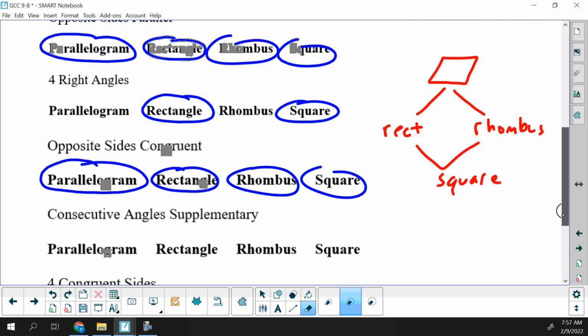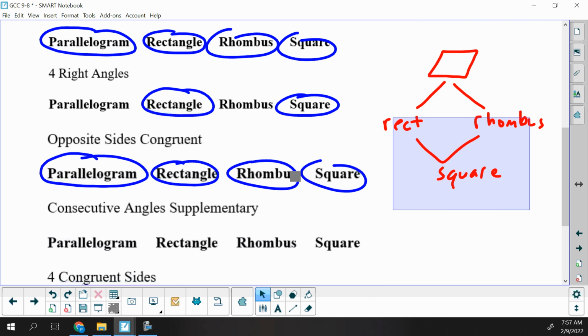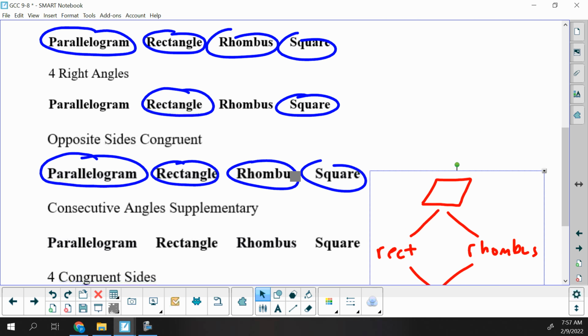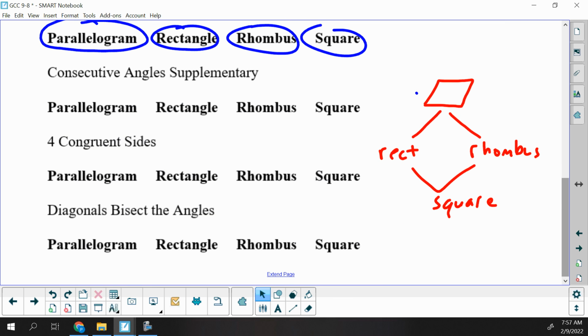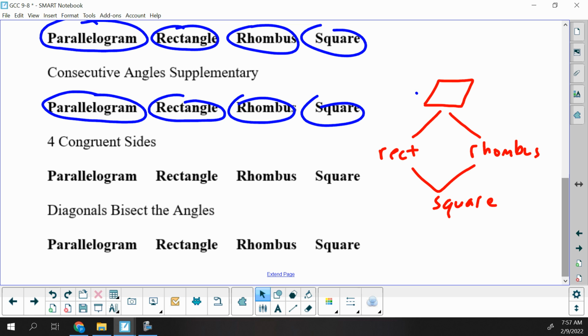Next up, consecutive angles are supplementary. The first time we see that a figure implies consecutive angles supplementary is with the parallelogram. So everything beneath that on the flow chart has it as well. So that means rectangle, rhombus, and square all have that.